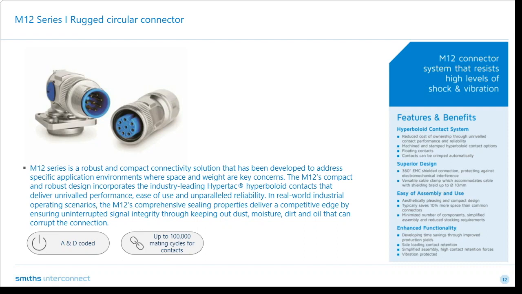So it's just that assembly and putting things together minimizes the time it takes. Enhanced functionality means time saving through improved production yield, therefore the contact retention that I talked about a few minutes ago, the clipping arrangement, and simplified assembly, high contact retention force, vibration protection.